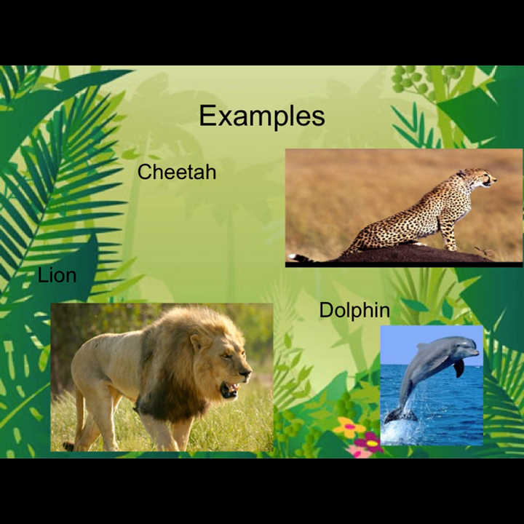Some examples of mammals are the cheetah on the top right, dolphin on the bottom right, and then this lion on the bottom left.